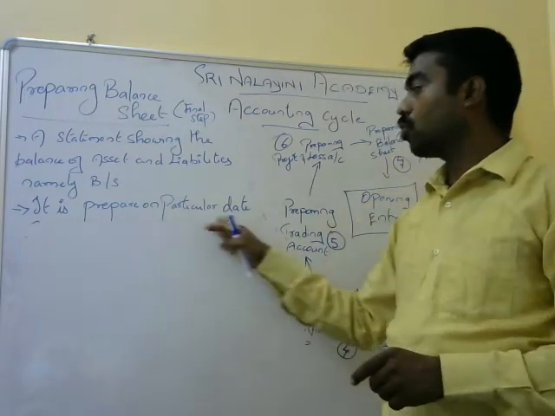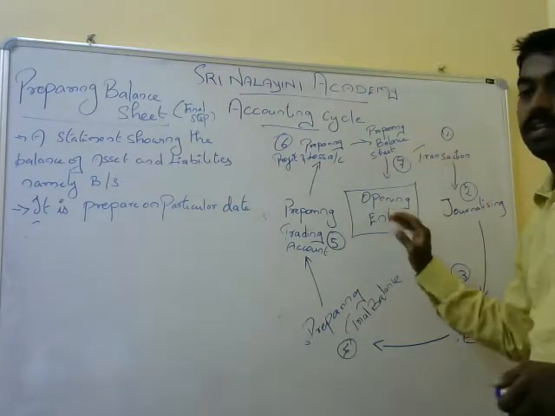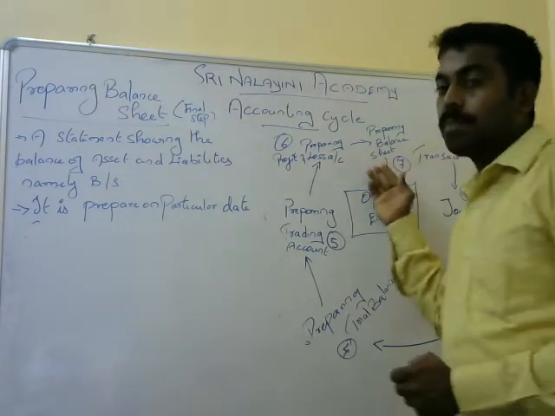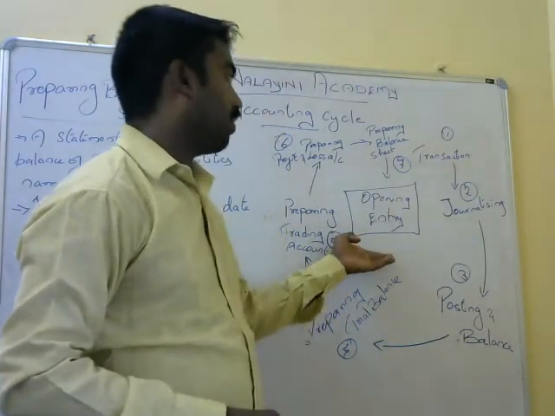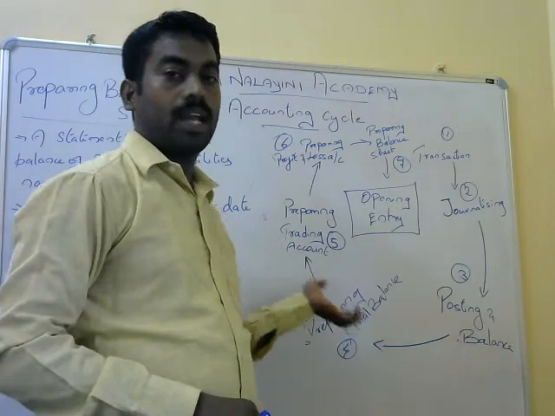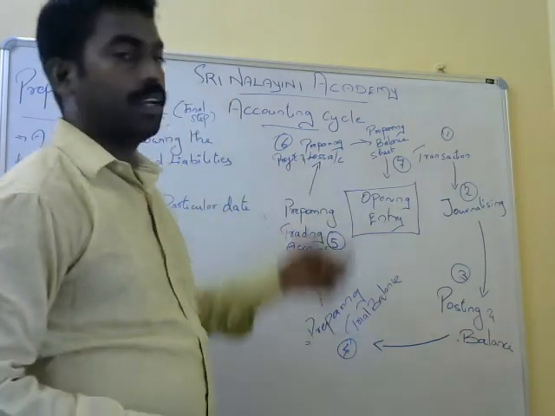It's prepared on a particular date. And after finishing this balance sheet, what happens for next year? The closing balance of the balance sheet will be the opening balance of the next year. That is the opening entry. This is the seventh step. I think I have made things clear about the accounting cycle.